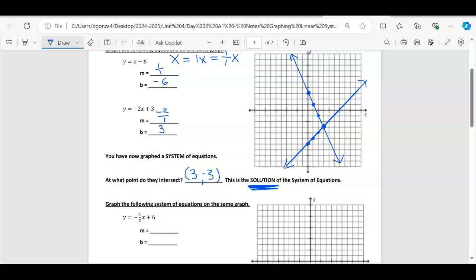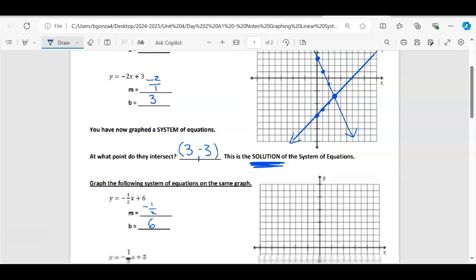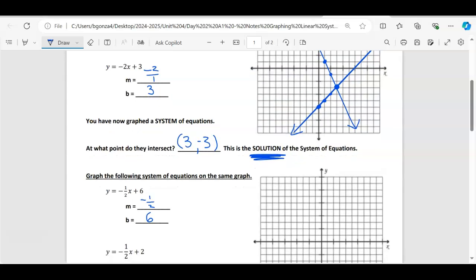Can you start graphing this point? So what's the m down here? Negative 1/2. Y'all see that in front of the x? What's the b? 6. Okay. What do we graph first, the m or the b? The b. So the b is positive 6. So 1, 2, 3, 4, 5, 6 up.